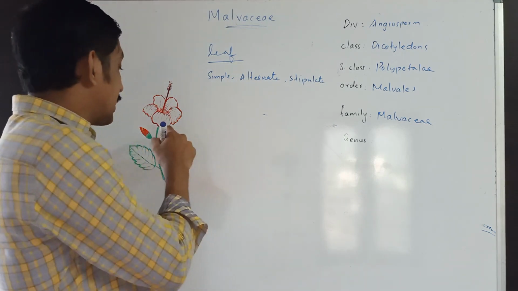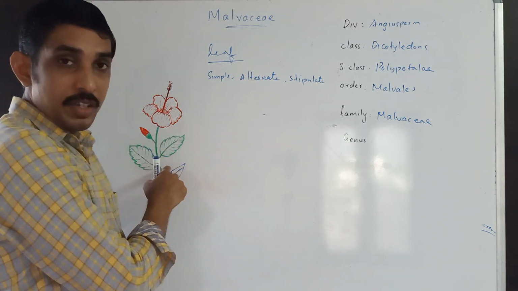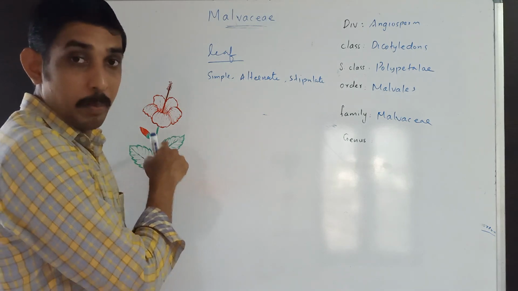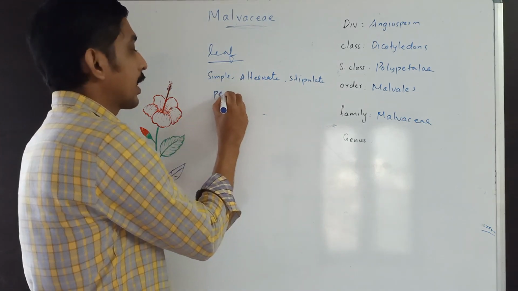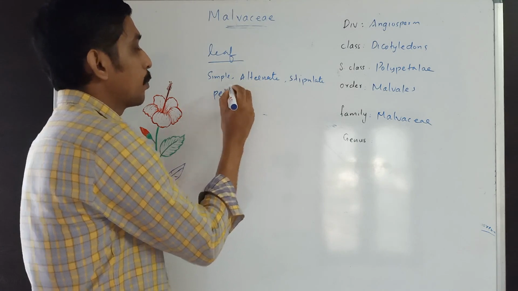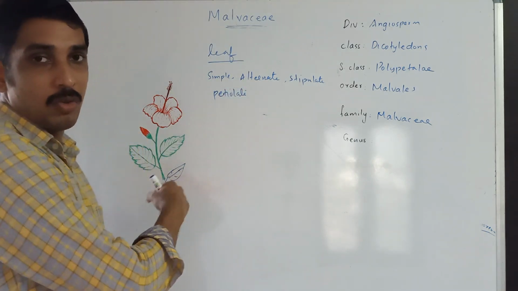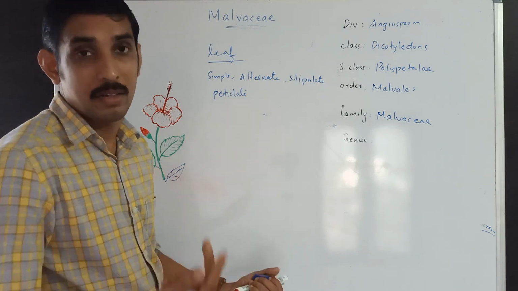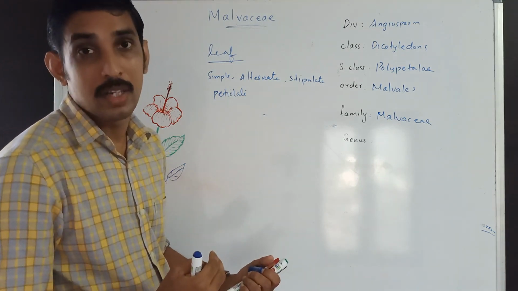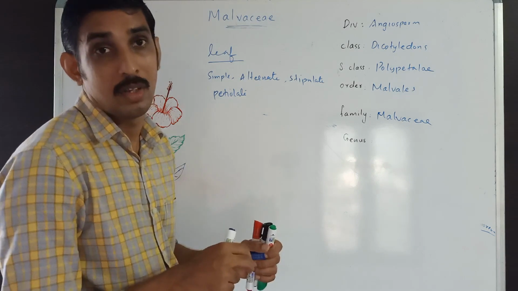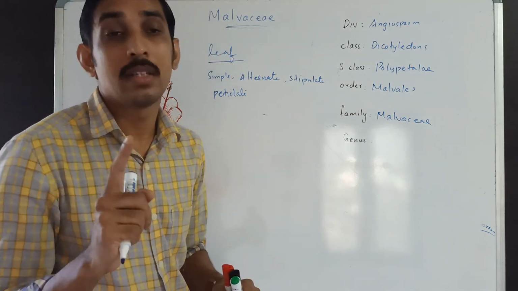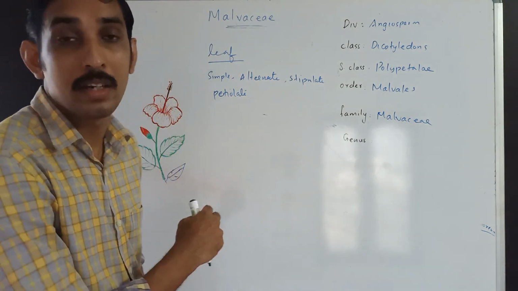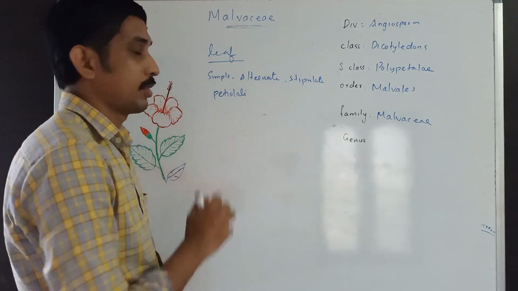And that leaf possesses a definite petiole. That is why we can say that the leaf is a petiolate leaf. It contains a stalk. That is called petiole. Whereas in some cases, some plants lack petiole. If the leaf lacks petiole, then such a leaf is called sessile. But here it is not sessile, it is petiolate.